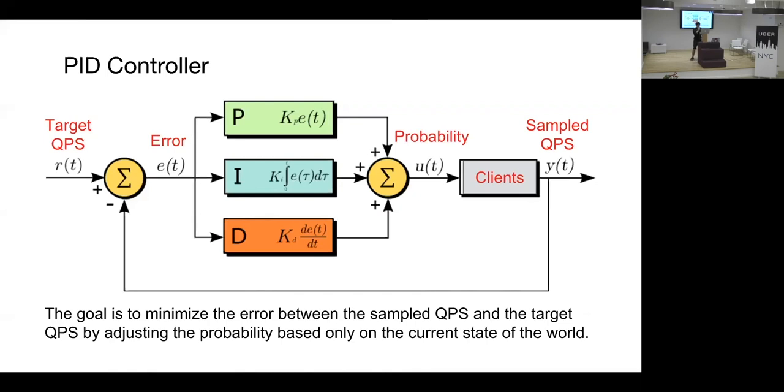So now let's map the PID controller to the diagram we just saw. The controller calculates the error between the target QPS and the sample QPS. The error is input into PID terms, which will output the probability, which we then forward to the client, and then the cycle repeats forever.